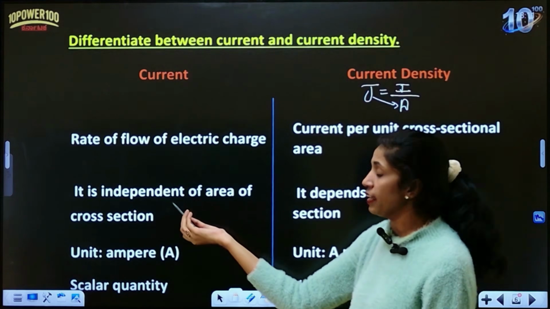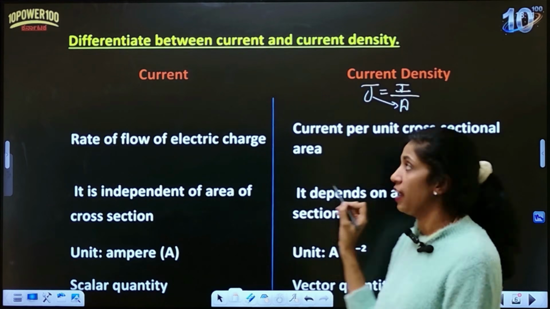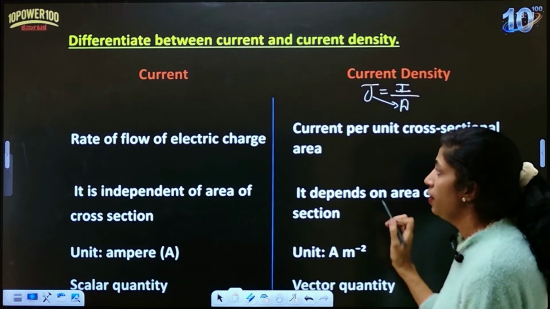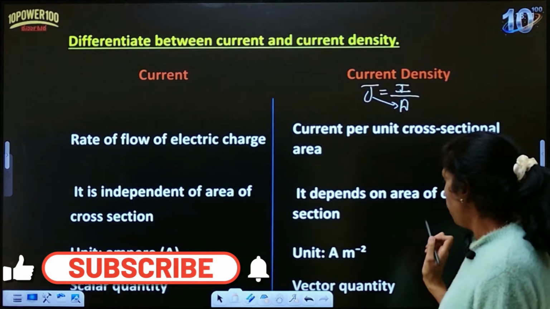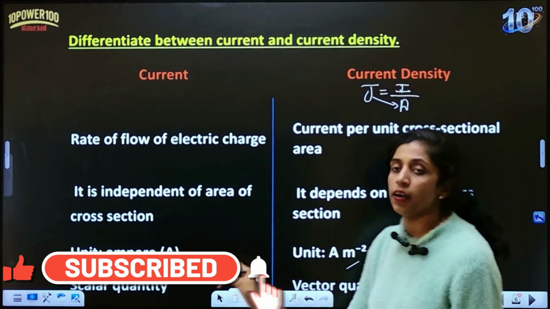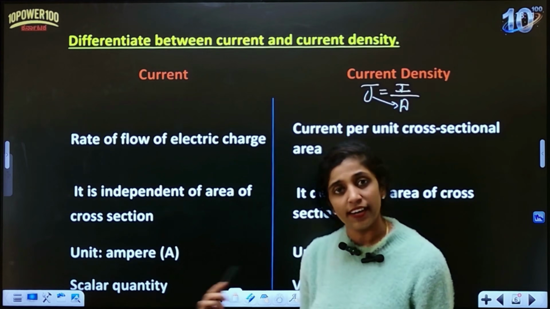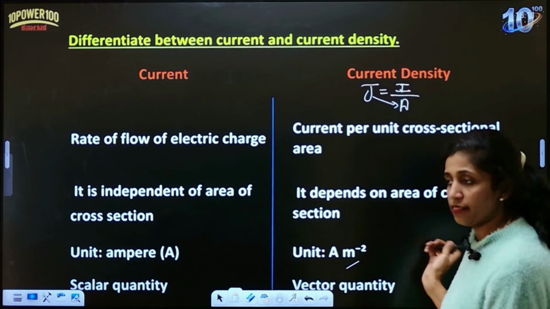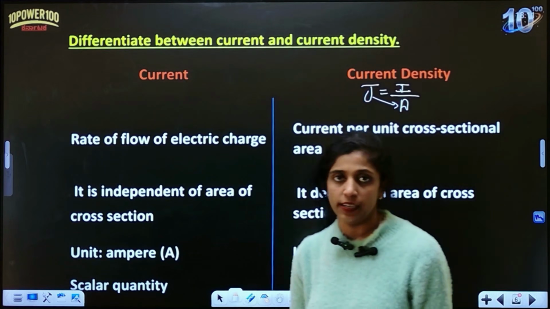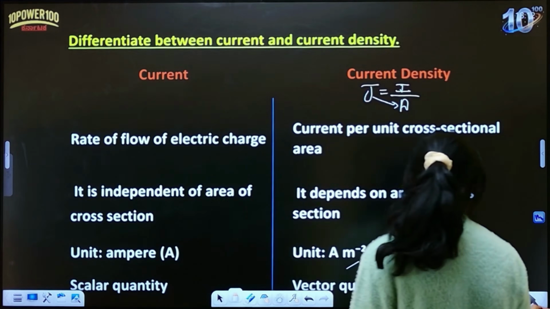So that's the reason we can say current is independent of area of cross section, whereas current density depends on area of cross section. The SI unit of current is ampere, whereas the SI unit of current density is ampere per meter square. And finally, a very common difference: current is a scalar quantity, whereas current density is a vector quantity. So these are the differences.